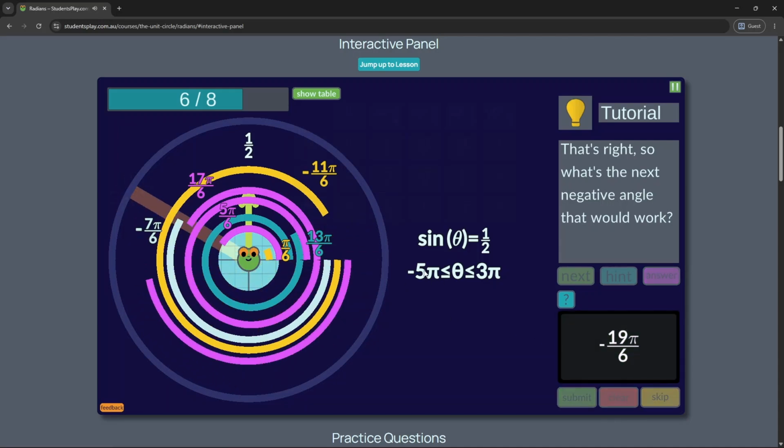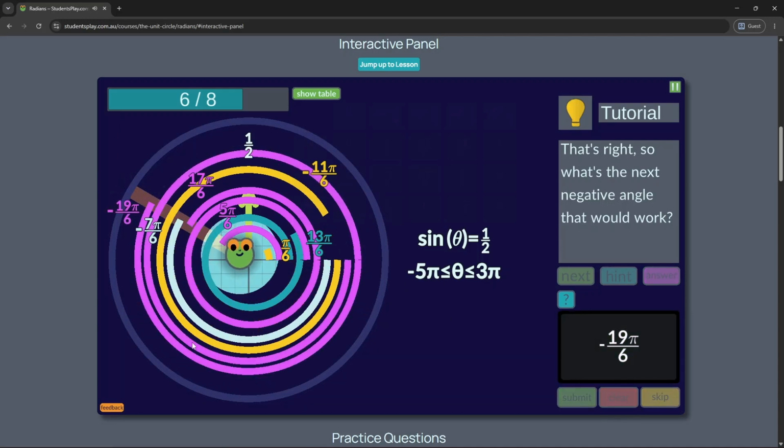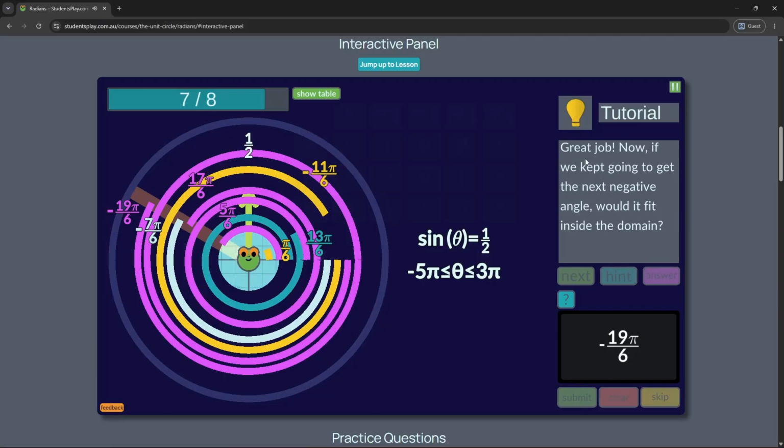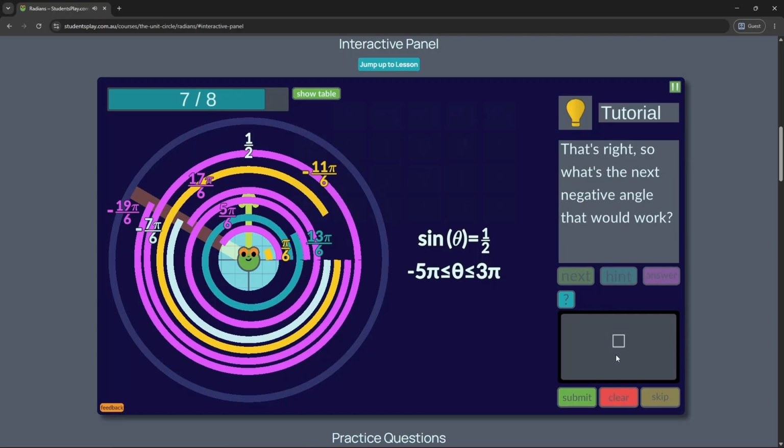And like I said as well, 5 pi is like 2 full rotations and then a half extra. So this is our second rotation, so anything in here should work. Great job. Now, if we kept going to get the next negative angle, would it fit inside the domain? I just said it should. Thinking about numbers as well, that one was negative 11. An extra 12 on that would be 23. That's less than 30, so yes, we're good to go. That's right. What's the next negative angle that would work? Negative 23 pi on 6.